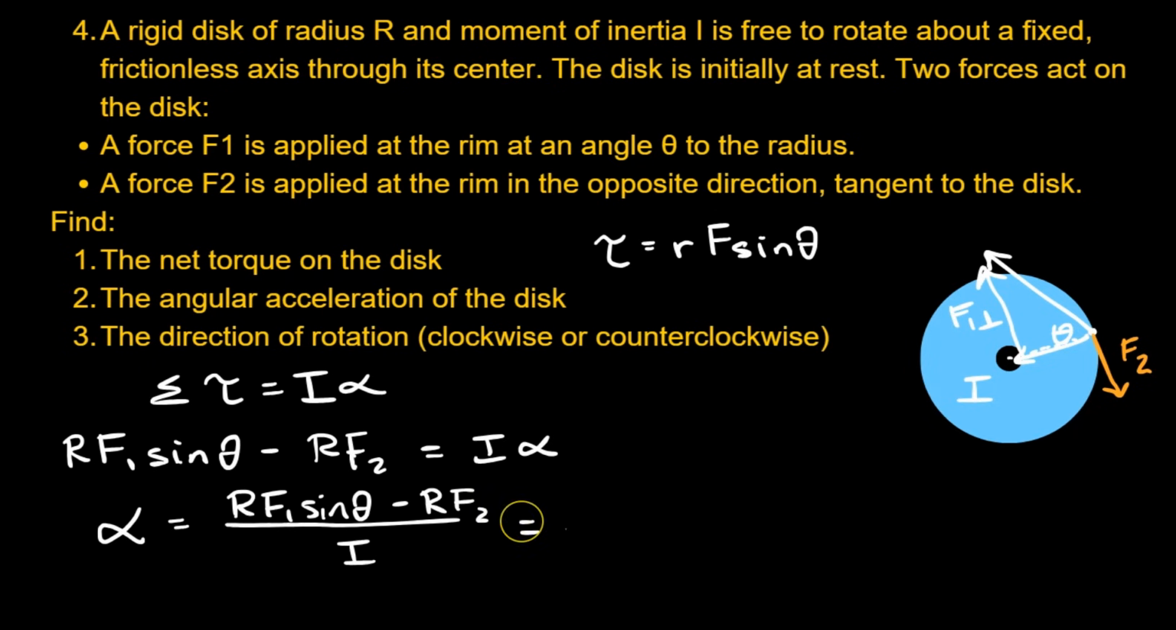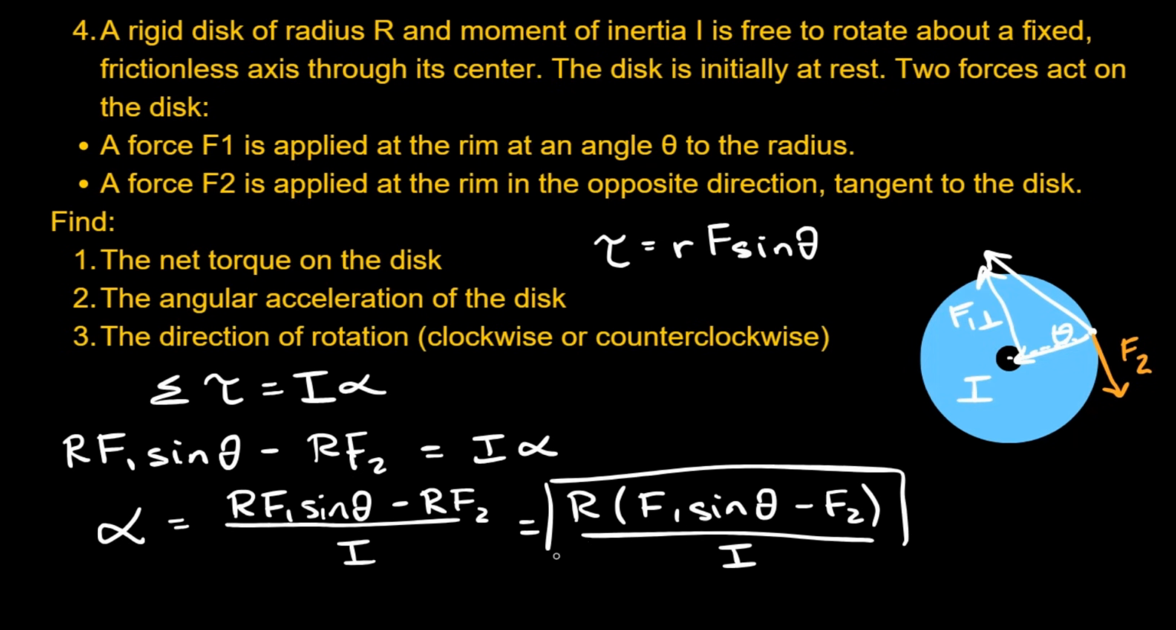Next, we're going to isolate alpha by dividing by I on both sides, and we get that the angular acceleration is equal to R F1 sine theta minus R F2 divided by I. If we factor out the R, we get R times F1 sine theta minus F2, all over I.